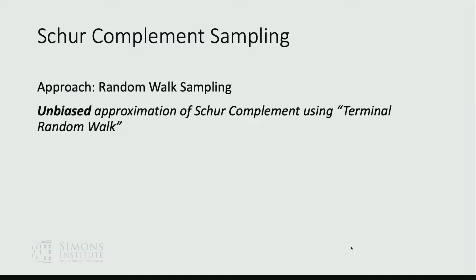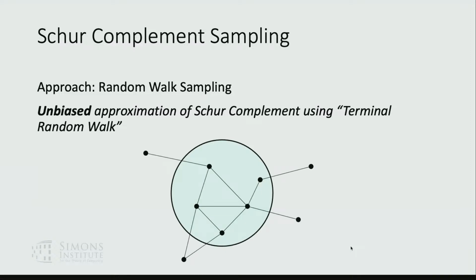And here is my Schur complement sampling procedure. So we'll just do random walks. Here's a way to achieve an unbiased approximation to the Schur complement by using what we call terminal random walks. Let me describe it visually and then I will show it formally. The blue vertices are the vertices you are eliminating. These are the F vertices. Everything outside is T. Pick an edge. It doesn't have to be entirely inside. It can be crossing. That's okay. But let me show you what happens inside.